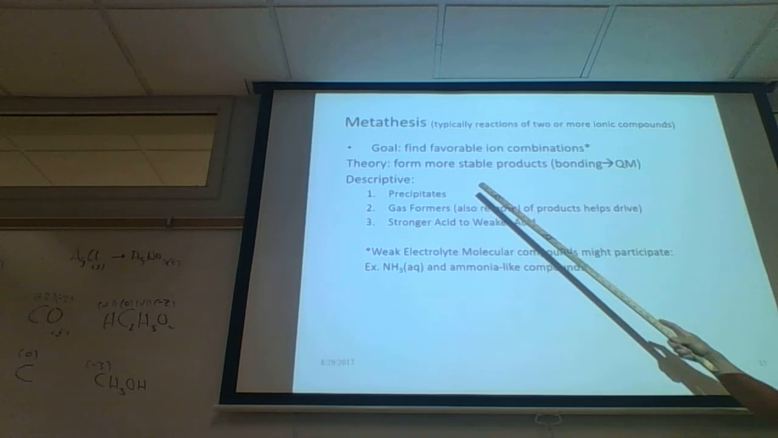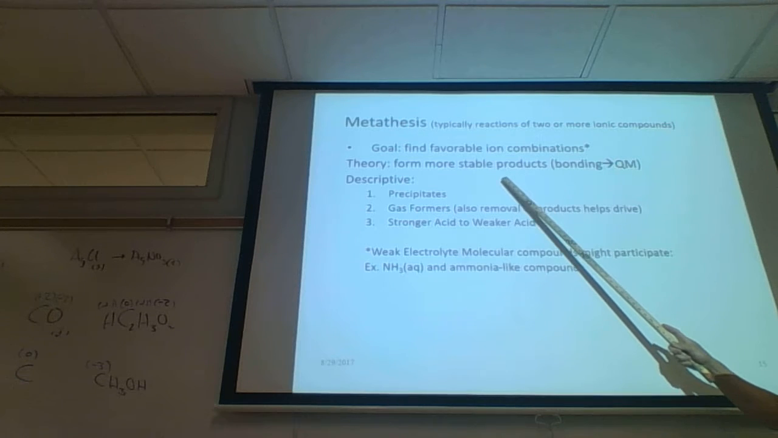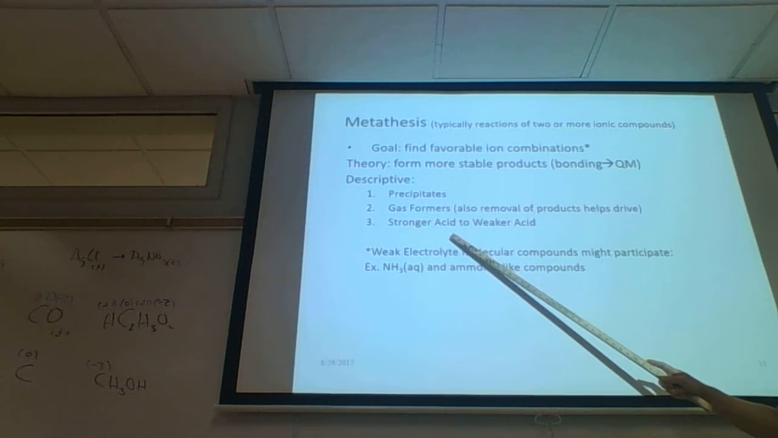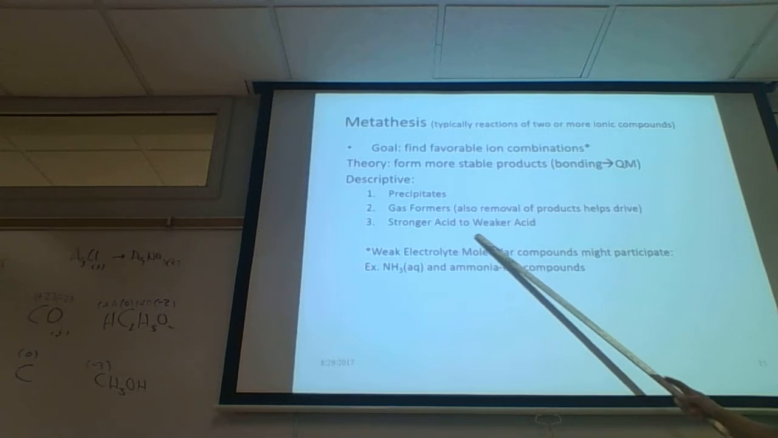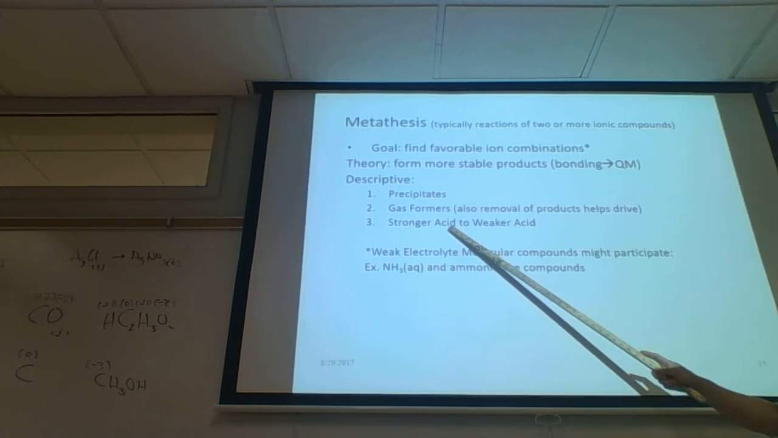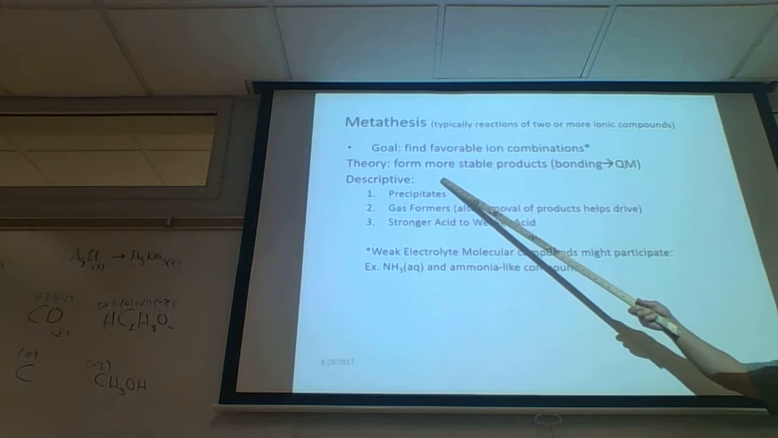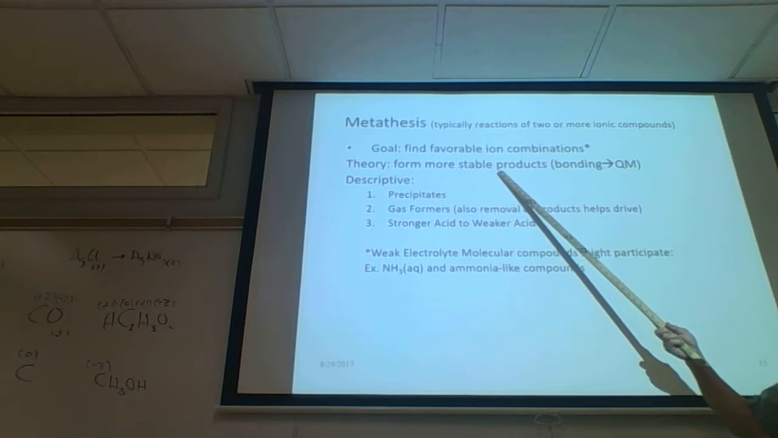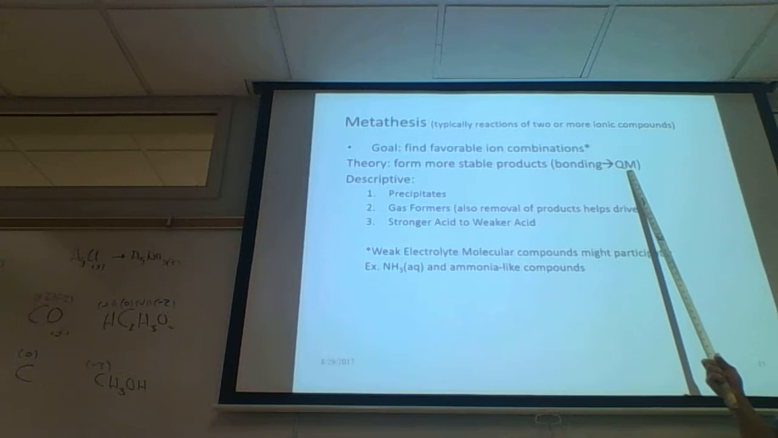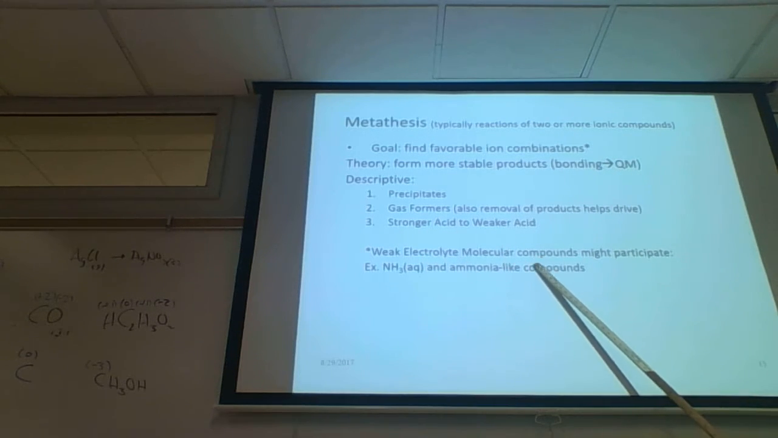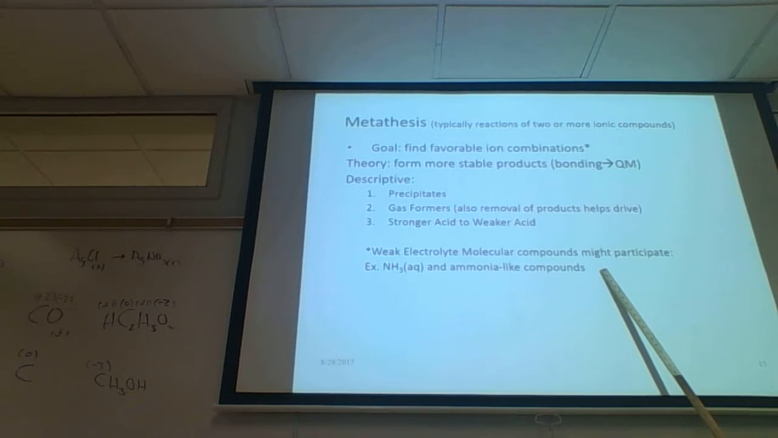Favorable ion combinations are things that are going to precipitate, things that will form gases, and things that go from a stronger acid to a weaker acid. Stronger acids are less stable, more reactive. Weaker acids are more stable, less reactive. In terms of theory, we want to form more stable bonds, in terms of the quantum mechanics, QM, of this.